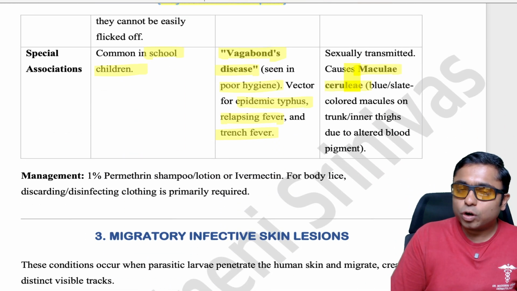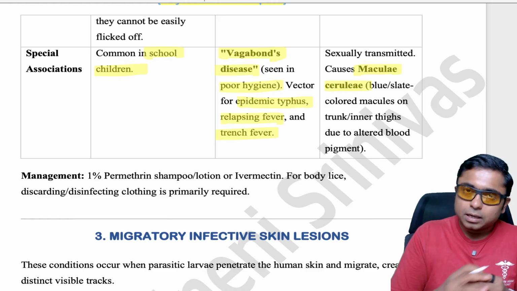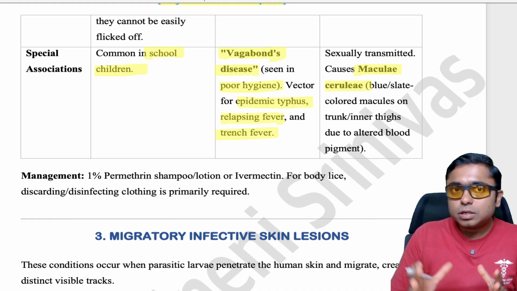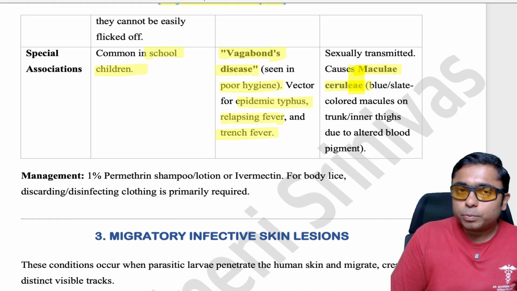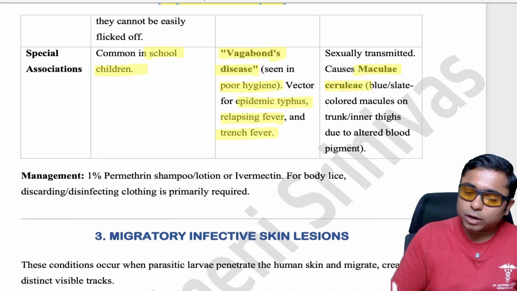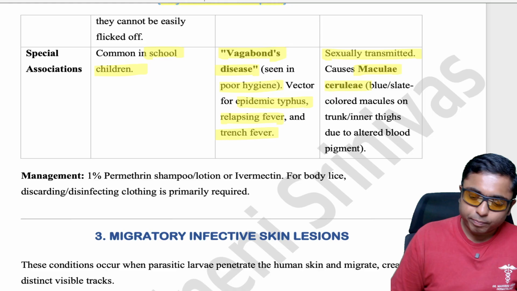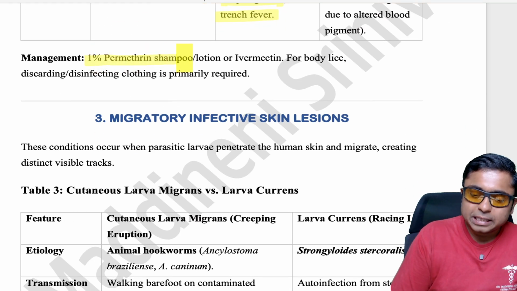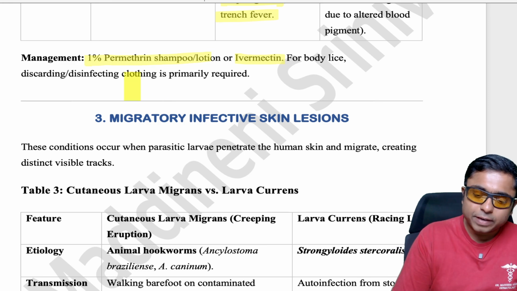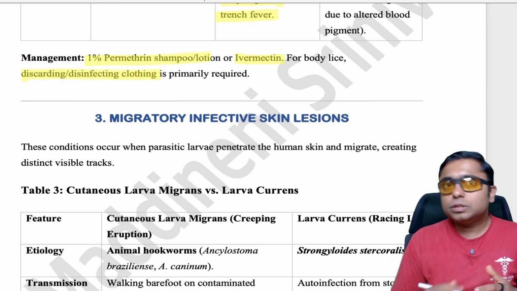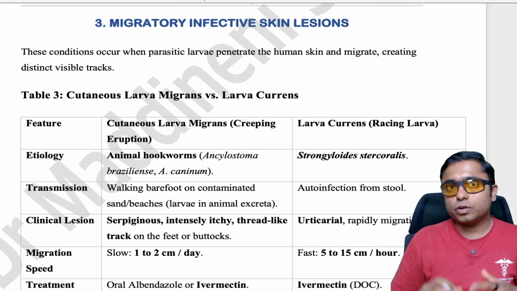And remember, because of the saliva which is mixing with the blood, there can be a bluish tinge to the skin because of the bite of this louse. It is going to produce this bluish discoloration, so it is called maculae ceruleae, and it is also considered a sexually transmitted disease, right? Management is with permethrin shampoo, lotion, and ivermectin for body lice. Very important point: the clothes need to be disinfected or they can be discarded. That is the treatment which you are going to advise.